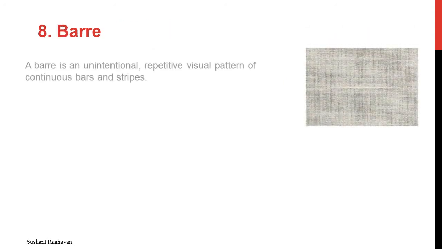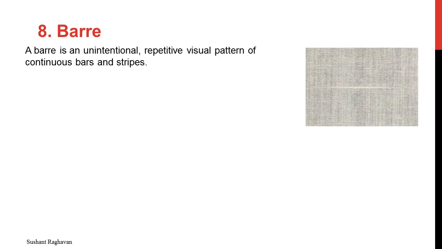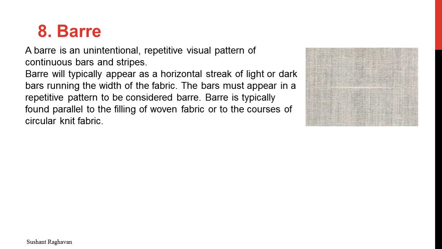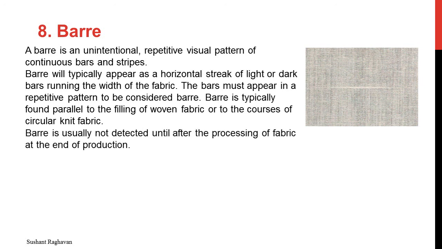Bar. A bar is an unintentional, repetitive visual pattern of continuous bars and stripes. Bar will typically appear as a horizontal streak of light or dark bars running the width of the fabric. The bars must appear in a repetitive pattern to be considered bar. Bar is typically found parallel to the filling of woven fabric or to the courses of circular knit fabric. Bar is usually not detected until after the processing of fabric at the end of production.